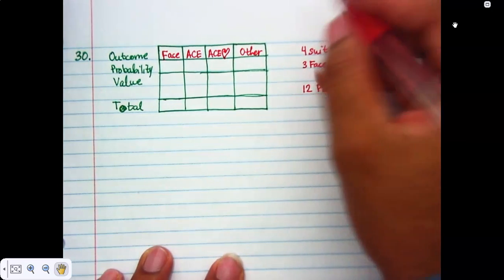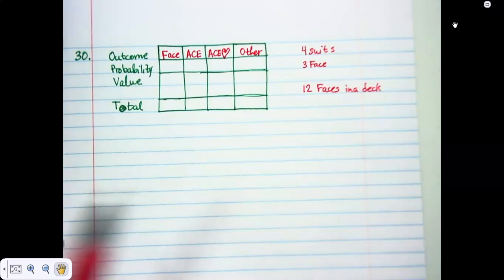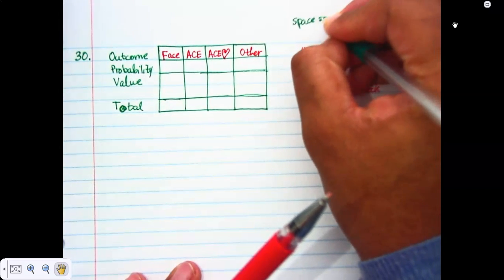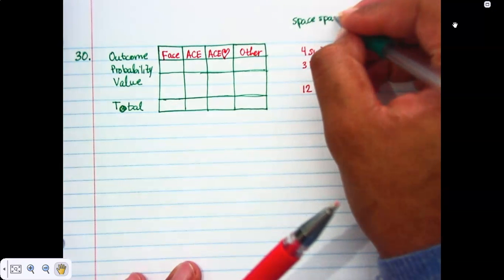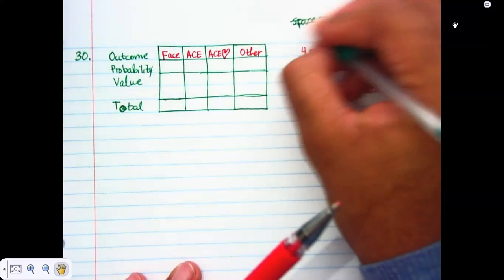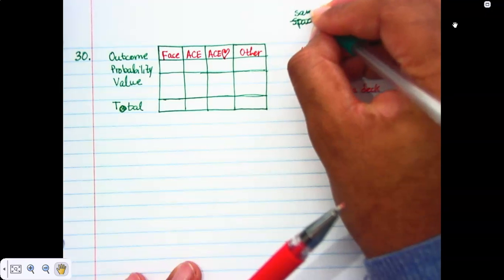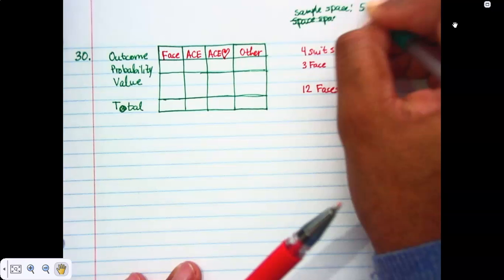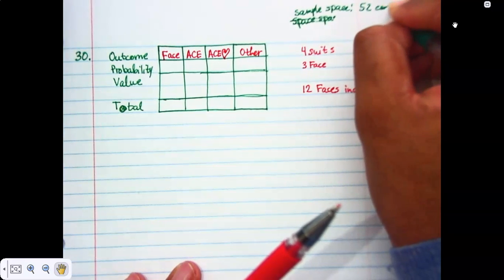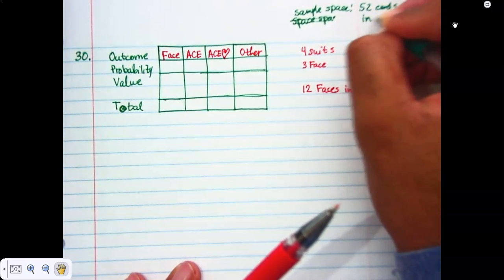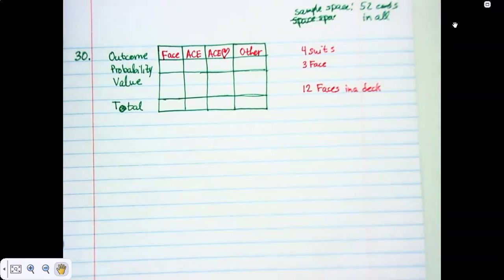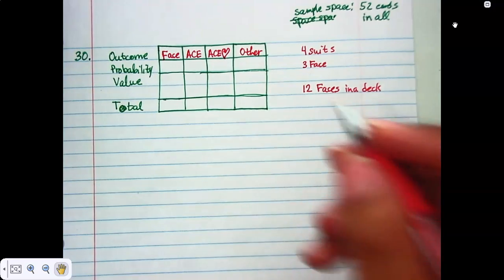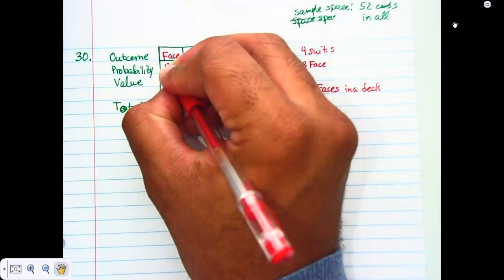And also, just a quick reminder, for our sample space for all of these, there are 52 cards in the deck. Oop, not space, sample space. Sorry, guys. There are 52 cards in all. That's our bottom number. 12 will be our top number. So the probability is 12 out of 52.